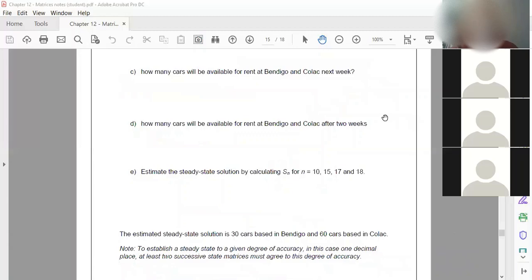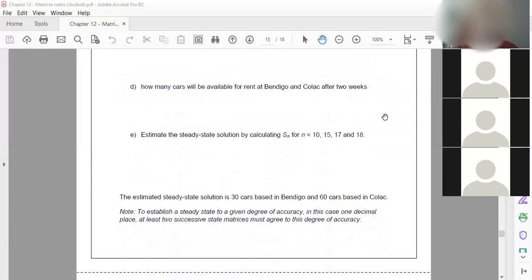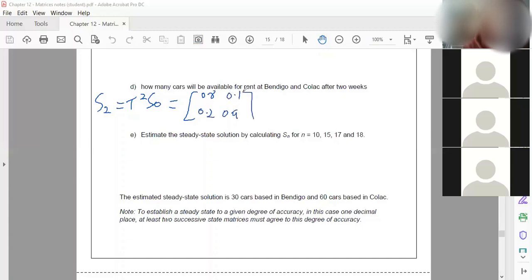D, how many cars will be available for rent at Bendigo and Colac after 2 weeks? Okay, well, after 2 weeks, we're working out S of 2. And I'm going to just do T squared times S of 0 because that's the easiest way. So 0.8, 0.2, 0.1, 0.9 squared, 50, 40 was the original. Okay, my calculator.